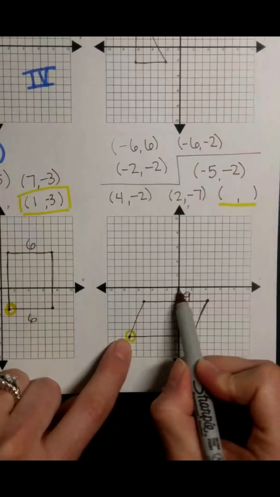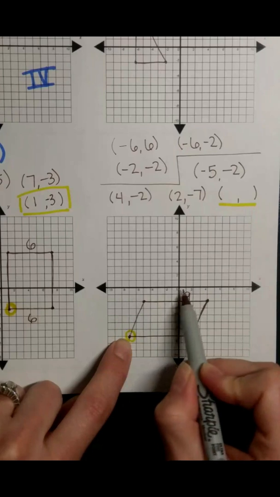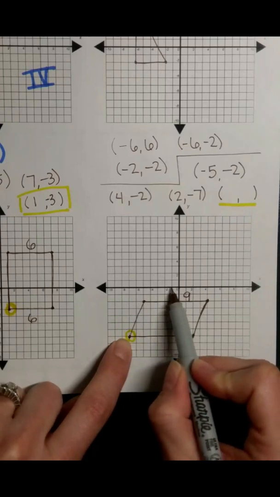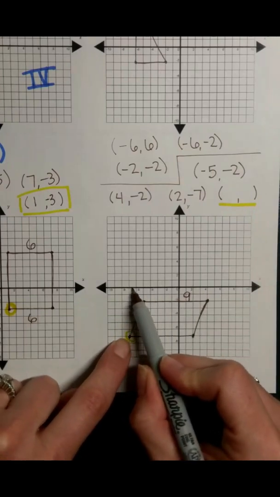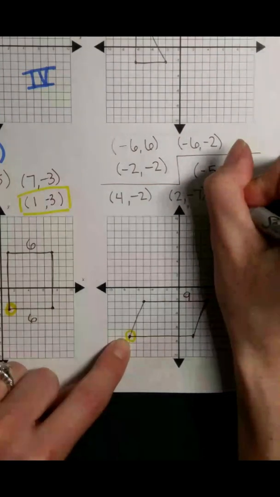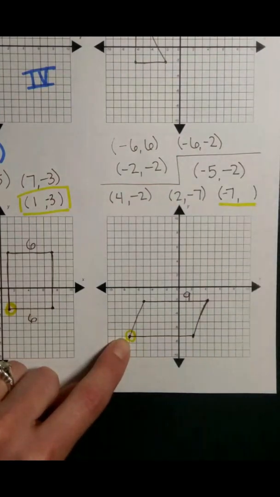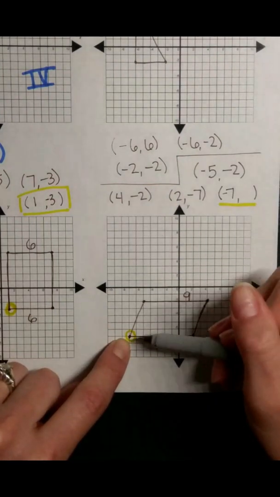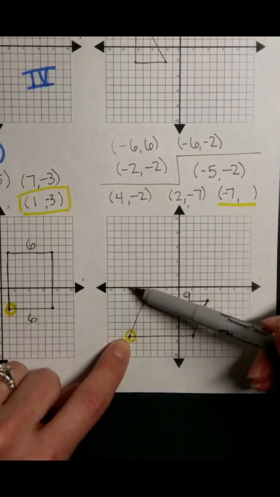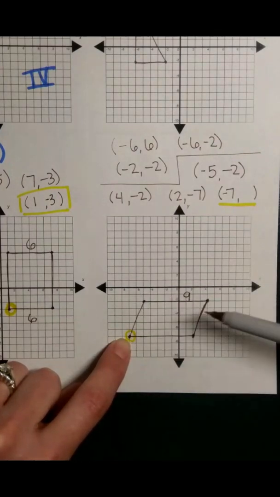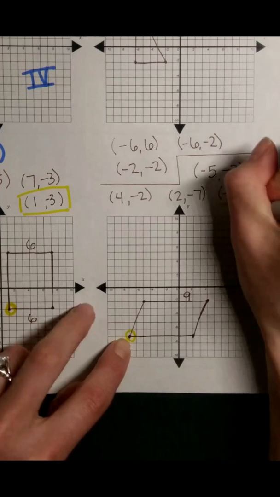This is the point that I've plotted, so we're going to determine its coordinates. Starting from the origin, how many spaces left or right did I need to move? I moved left, and I moved 7 spaces. Since it's left, it's negative 7. And then how many spaces up or down did I need to move? I moved down, so it's negative, and it's also 7 spaces.